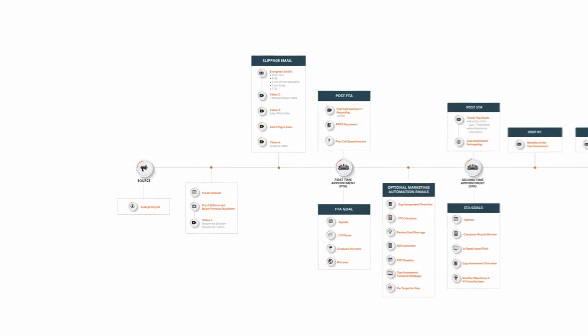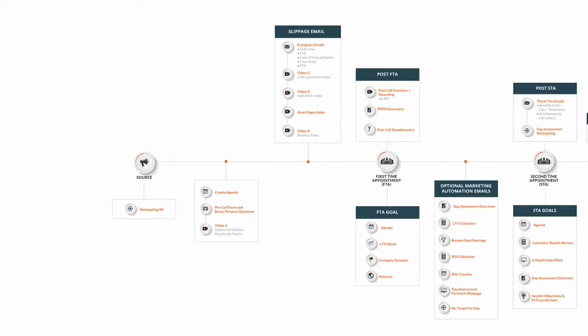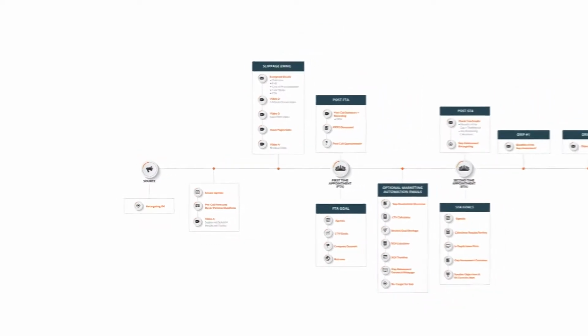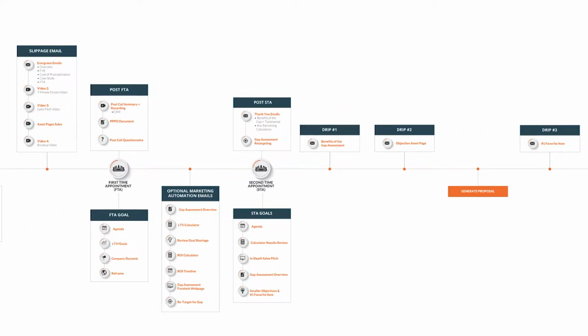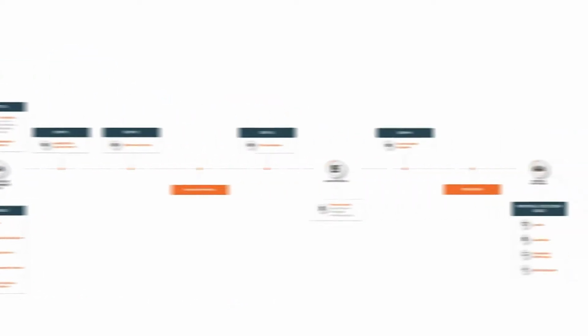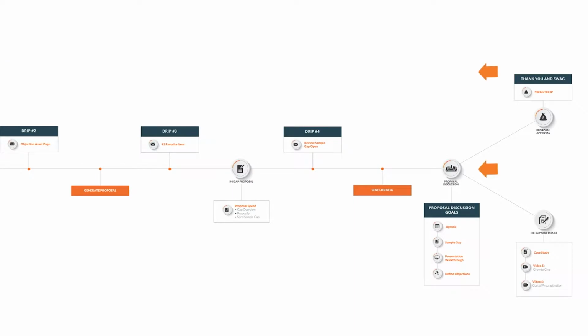So the graphic you see here represents the actual Faratech sales cycle. The circles represent every touch point we have with the sales target. As you can see here, a lead or a sales opportunity comes in here. Then the opportunity leads to a first-time appointment, which we call an FTA. Then eventually, a second-time appointment, STA. Then we write a proposal for a gap assessment. And finally, the proposal is either accepted or rejected.